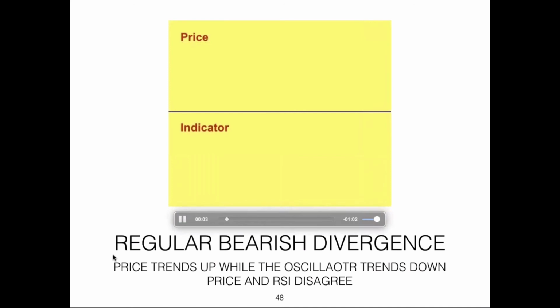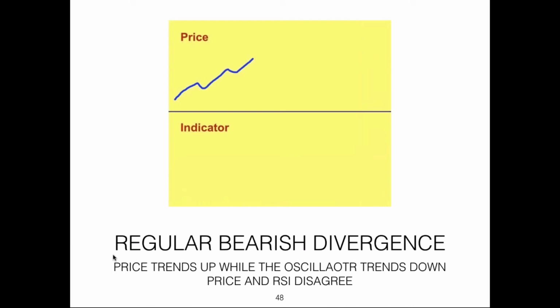Now, when the price trends up while the indicator trends down, we have a regular bearish divergence. A regular bearish divergence tells you that the market is about to reverse from uptrend to downtrend. If the bearish reversal signaled by the bearish divergence is confirmed by Ichimoku signals on a chart, then we can place a sell order on that position.